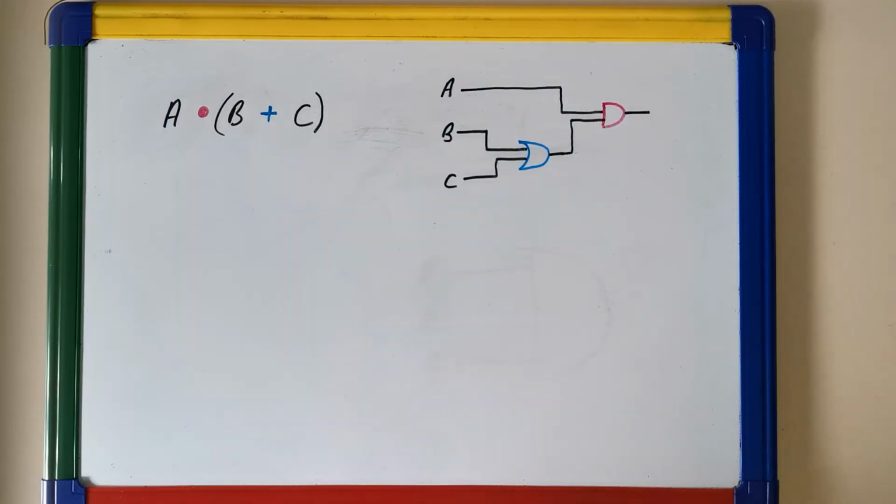So in the next video, we'll run through a few more examples that will become progressively more complicated, and that will give you the idea of how to move between the Boolean expression and the circuit.